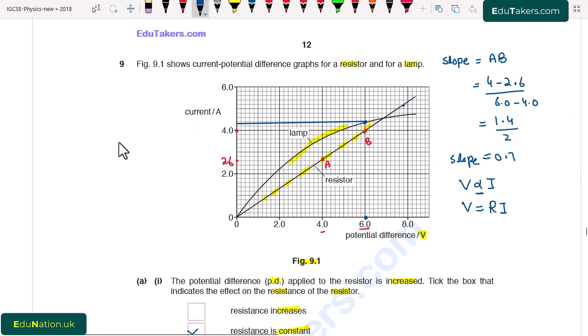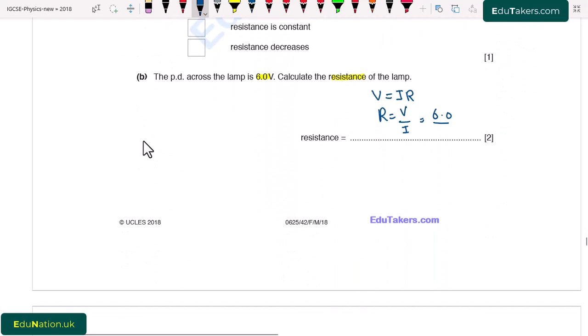So at this point we get the value of current in the case of lamp, and it comes to be 4.4, and it is in amperes. So I write here current is 4.4. So the total resistance of the lamp comes to be 1.4 ohms. I write here resistance is equal to 1.4 ohms.